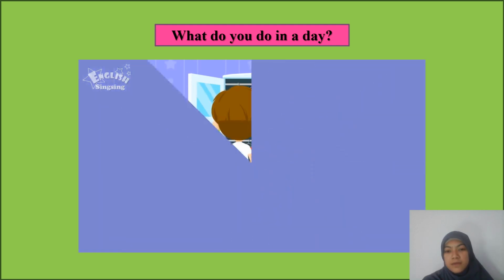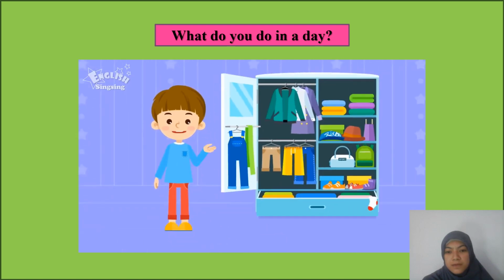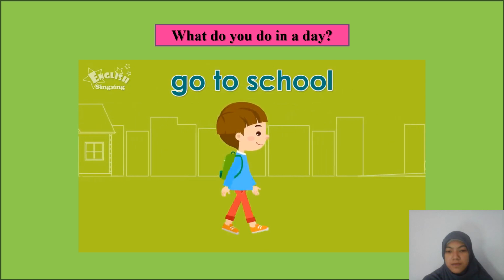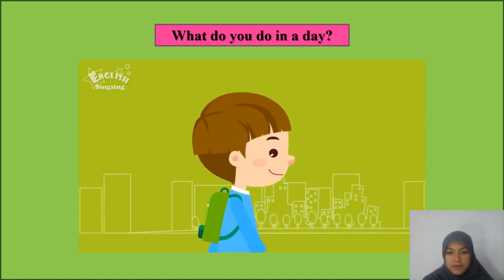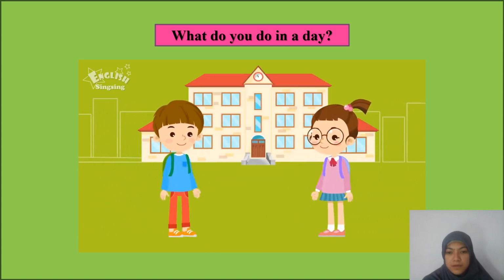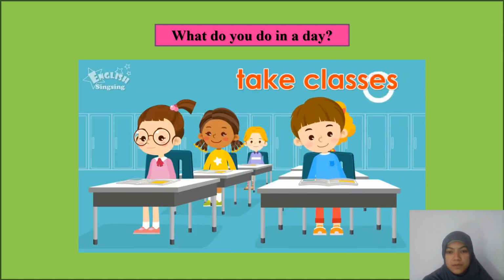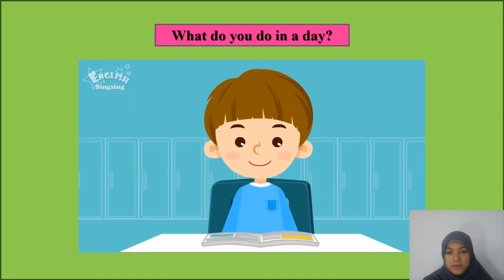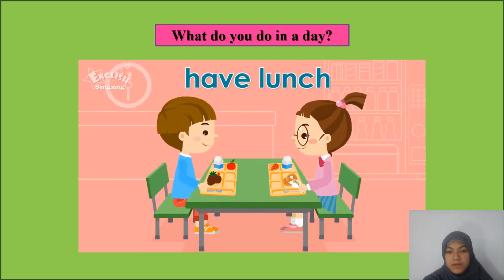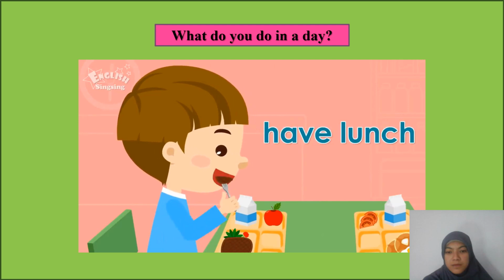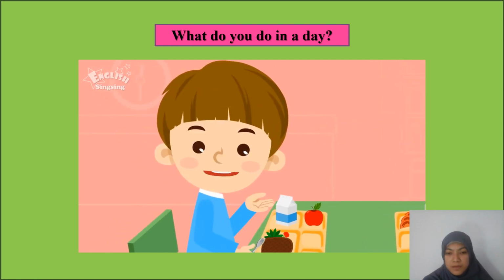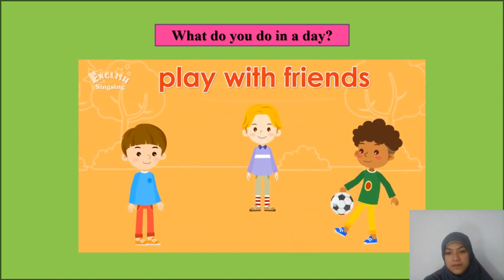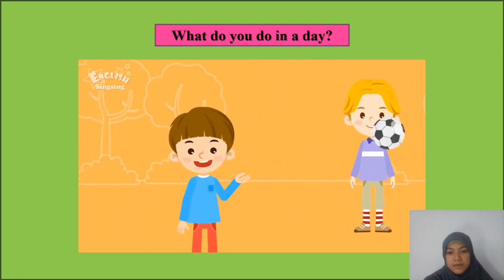Get dressed. Get dressed. I get dressed. Hurry up. Go to school. Go to school. I go to school. Take classes. Take classes. I take classes at school. Have lunch. Have lunch. I have lunch at the cafeteria. Play with friends. Play with friends. I play with my friends.